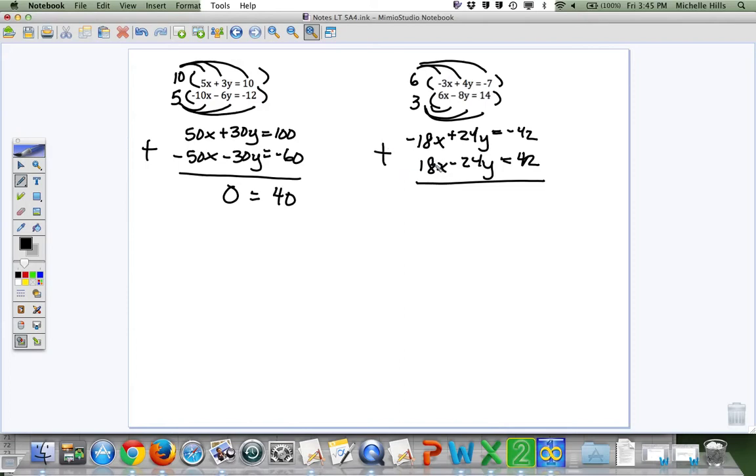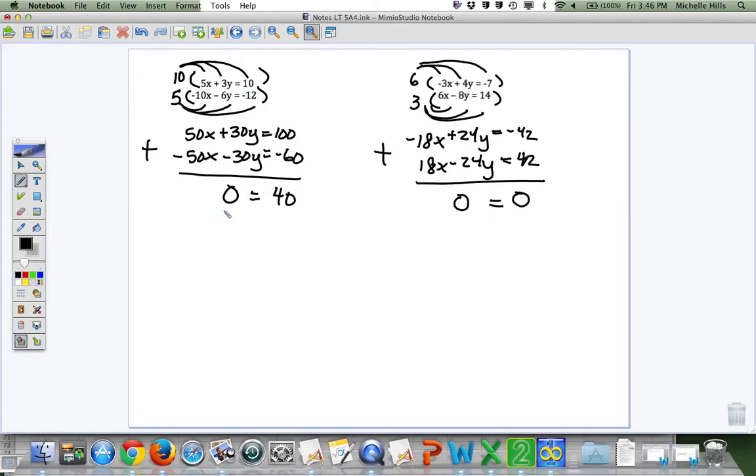So the same thing happens on the left side of the equation that happened here. Negative 18x plus 18x is 0. Positive 24y plus negative 24y is also 0. What changes is this right side of the equation. Negative 42 plus positive 42 is 0. So in both cases, my variables have totally dropped out of the problem, and I get either two things that are never equal to each other, or two things that are always equal to each other.